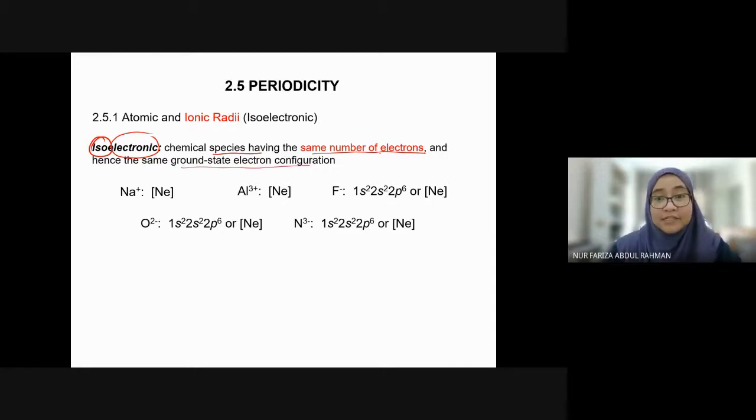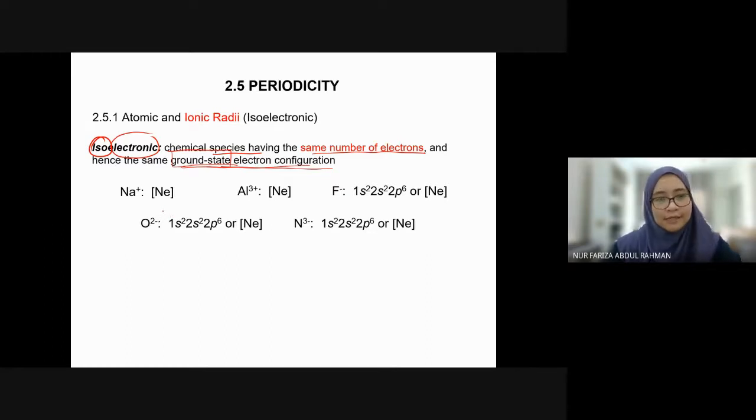When they have the same number of electrons, of course, they will have the same electron configuration. It is called ground state electron configuration, without the excitation. So that's why it has the name ground state in front. It means there's no excitation taking place. We don't learn up to excitation. So isoelectronic means the chemical species have the same number of electrons.